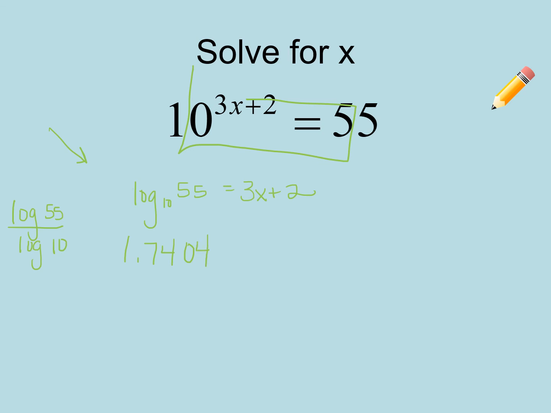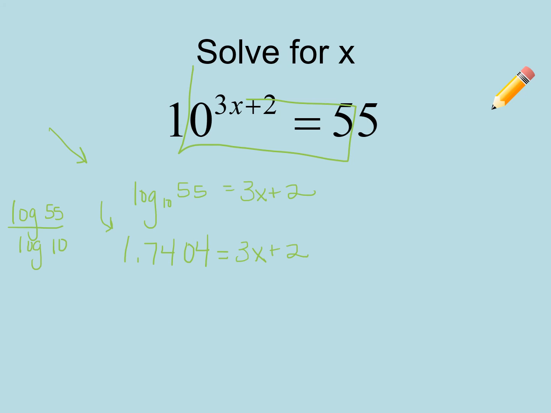1.7404. And again, let's go 4 decimal places when we're finding that log number, because we want to be as accurate as we can be. Okay, but this still equals 3x plus 2. Now from this point, hopefully we see that this is just an algebraic equation that we have solved for many years now.